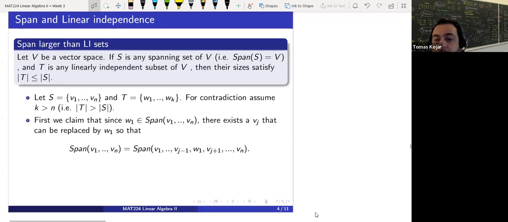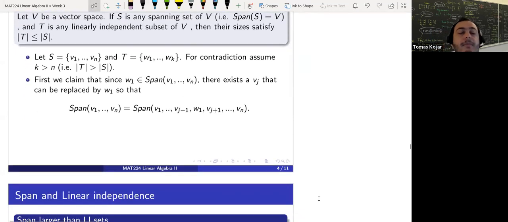All right, so here's a nice claim. Like we said, this is the whole space V, and T is inside V. So we start with the first element, W1. We know that this is in the span of these guys, V1 to Vn. So here's the claim. This was, I think, an exercise, but I want to do it.